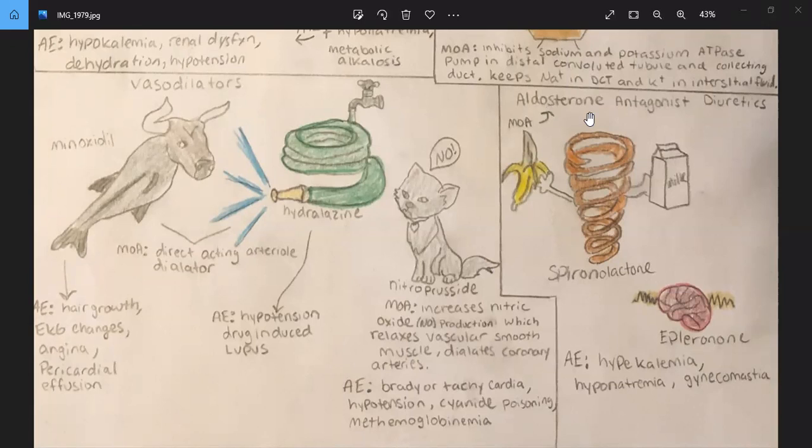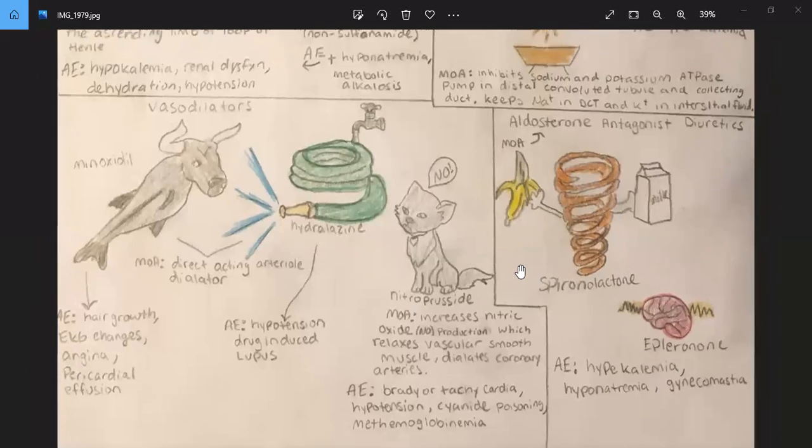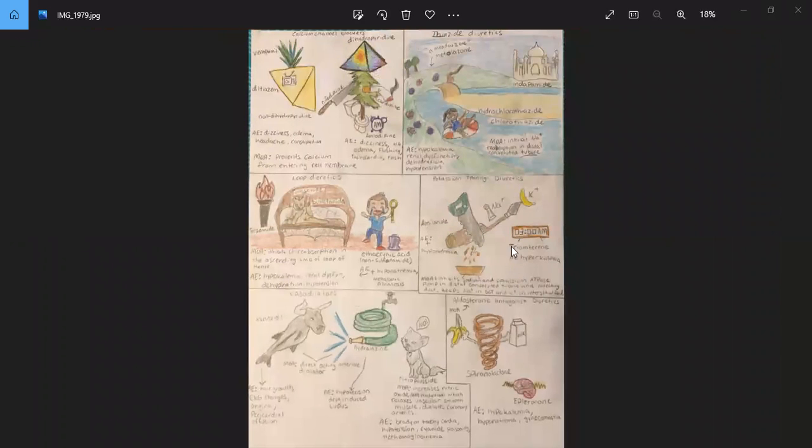And then lastly, we have our aldosterone antagonist diuretics. So mechanism of action is just that they're an aldosterone antagonist. And so we have our spiral that's drinking milk for spironolactone. And then this is supposed to represent someone with epilepsy for eplerenone, that's an E. Adverse effects are hyperkalemia, hyponatremia, and gynecomastia. And that is the end of this video.